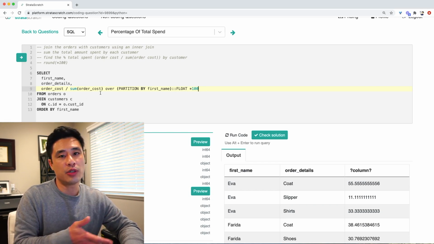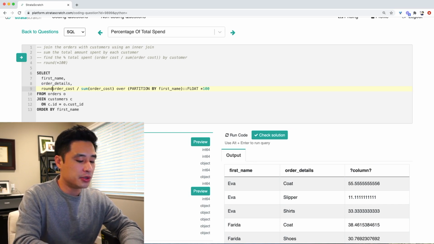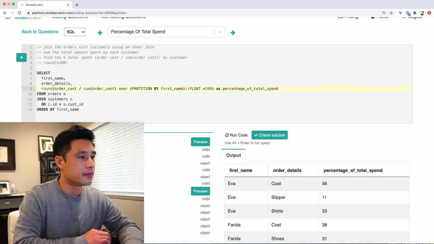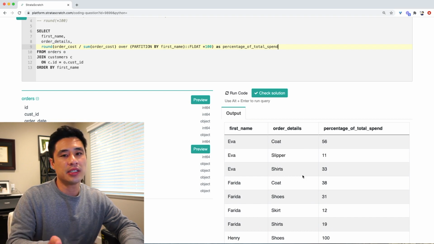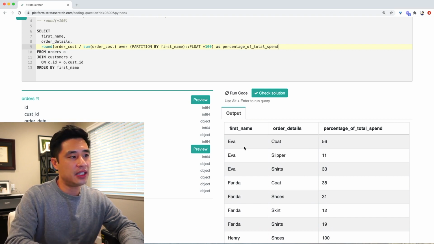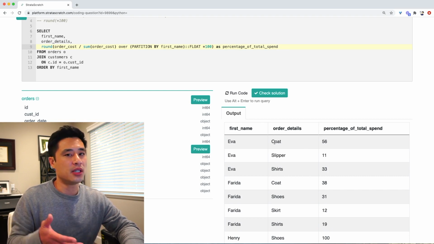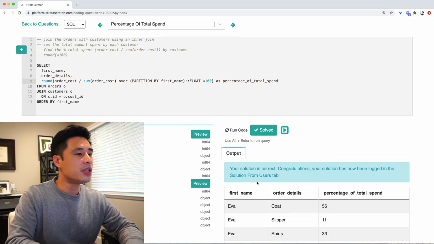And then the last step, the question is asking us to round to the nearest whole number. So all we really need to do is use a round function here. Then I'm going to name this column percentage of total spend. And now we get the percentage of total spend for every transaction by customer. This is saying that Eva, when she bought her coat, spent 56% of her total amount just on that coat. And then her slippers, it was 11% of the total amount that she spent. So if we check the solution here, we see that the solution is correct.